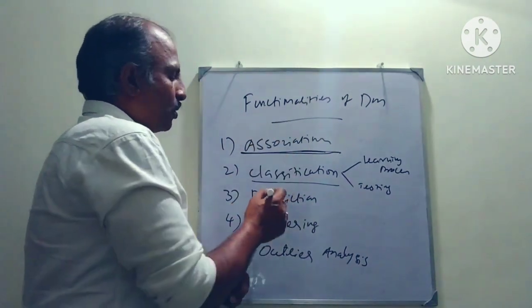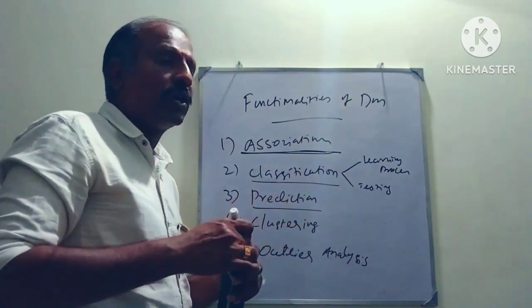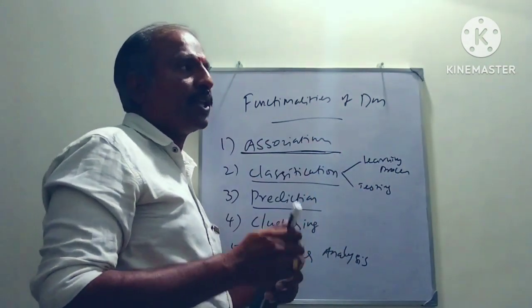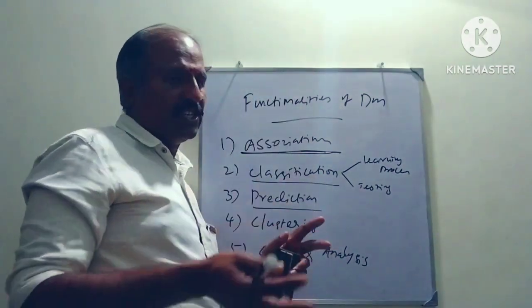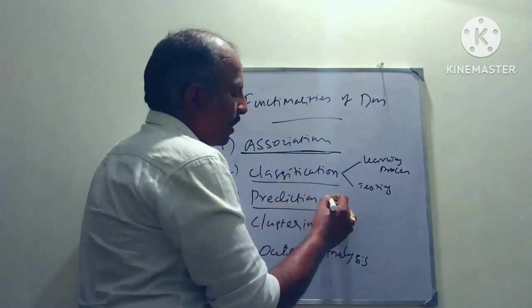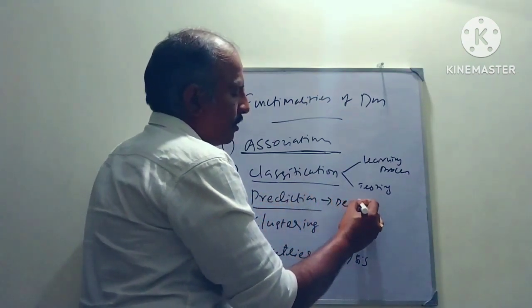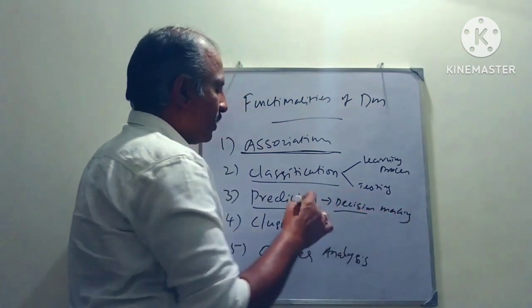Next is prediction. From the classified data you have to predict something. After prediction you go on to make a decision. Its main purpose is decision making. That's why we go for prediction.